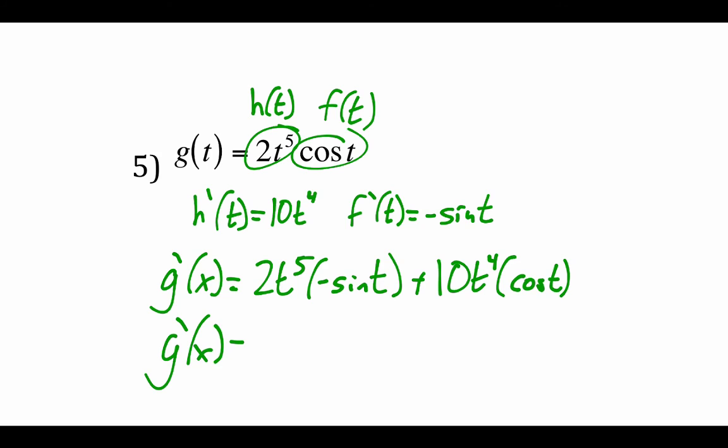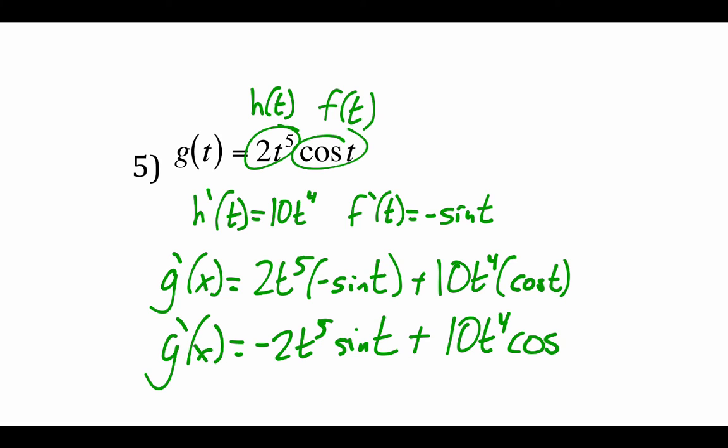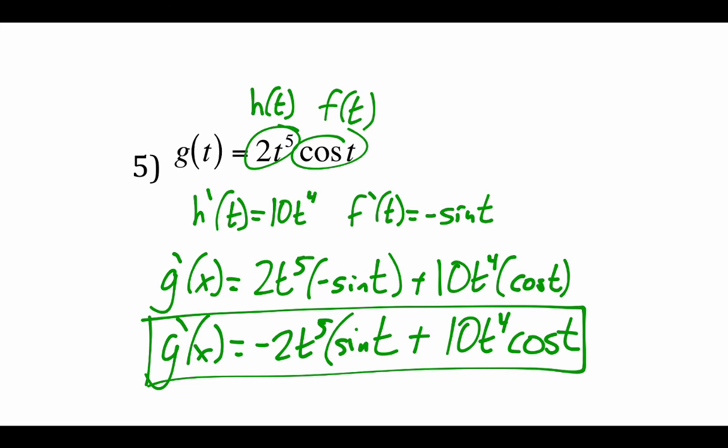We can clean this up just a little bit. We've got 2t to the 5th times negative sine of t. We're going to make it negative 2t to the 5th sine of t, so just a little bit of cleaning up, plus 10t to the 4th times the cosine of t. If it helps you to put those in parentheses, not a bad thing.